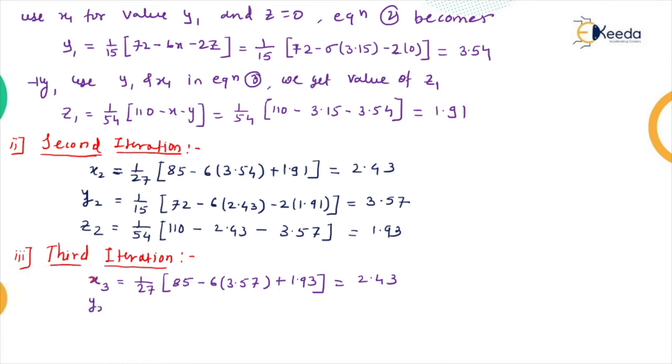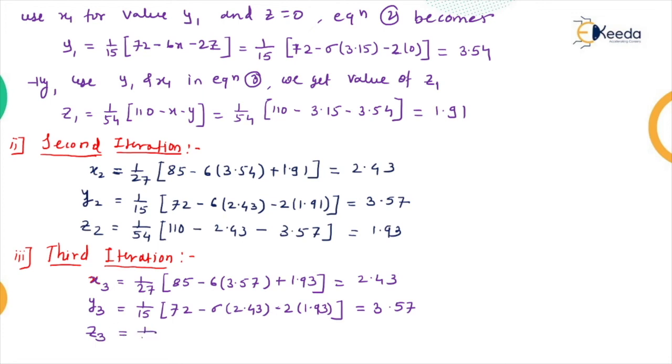y3 is nothing but 1 upon 15 in bracket 72 minus 6x. x was recently calculated as 2.43, minus 2 into z. z was recently calculated as 1.93. After taking the calculation you will get y3 as 3.57.